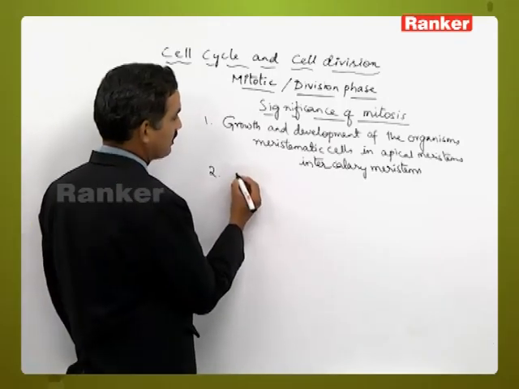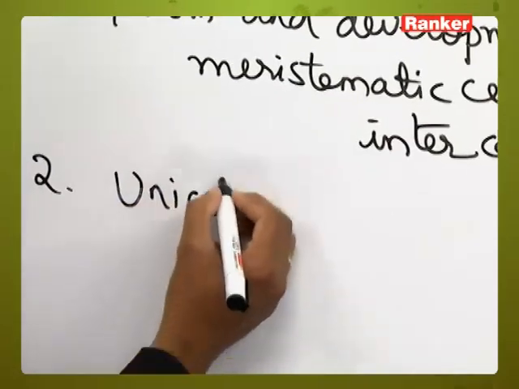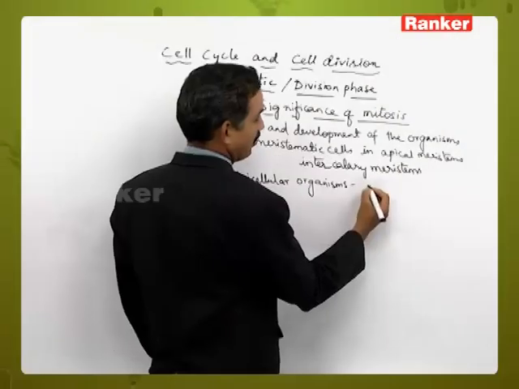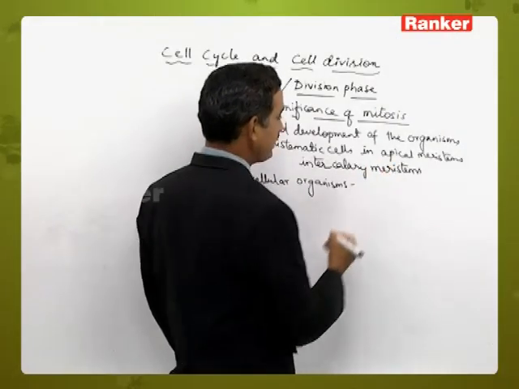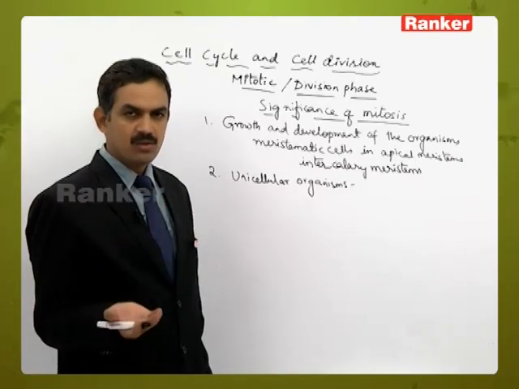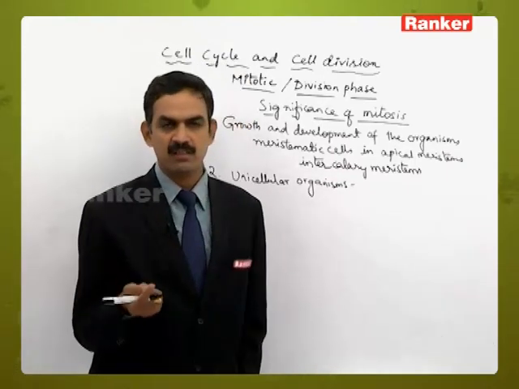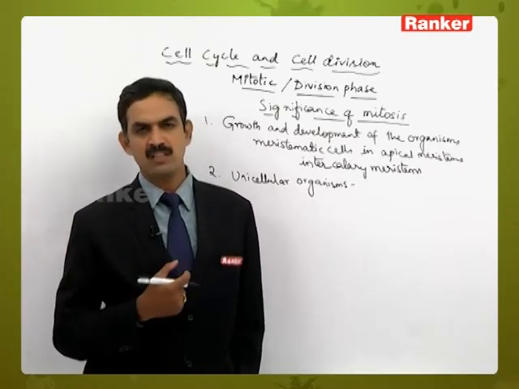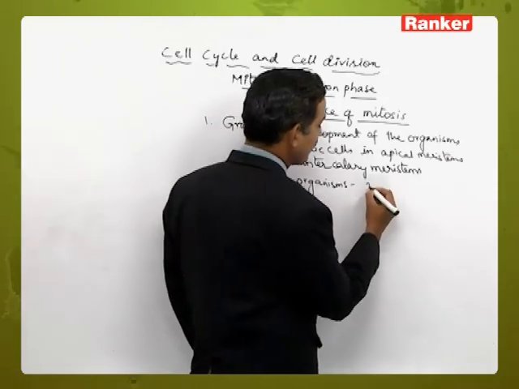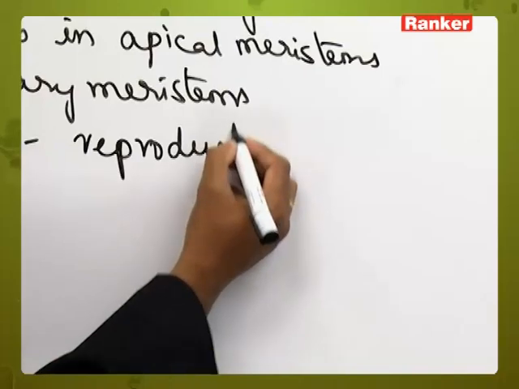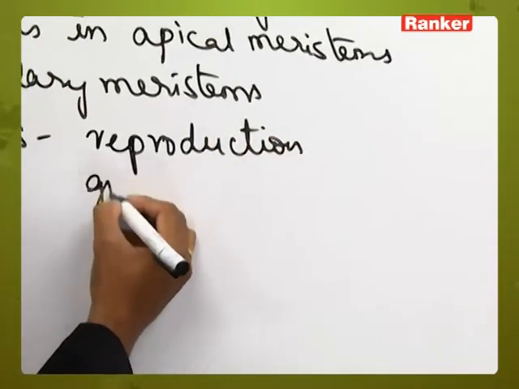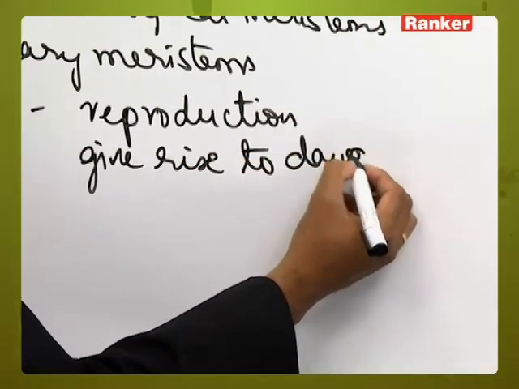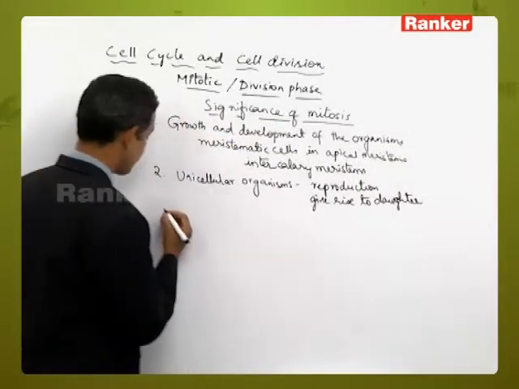In the unicellular organisms, cell division or mitosis is equal to reproduction. When the cell of a unicellular organism undergoes division, it is giving rise to daughter organisms, so it is equal to reproduction, or giving rise to daughter cells.